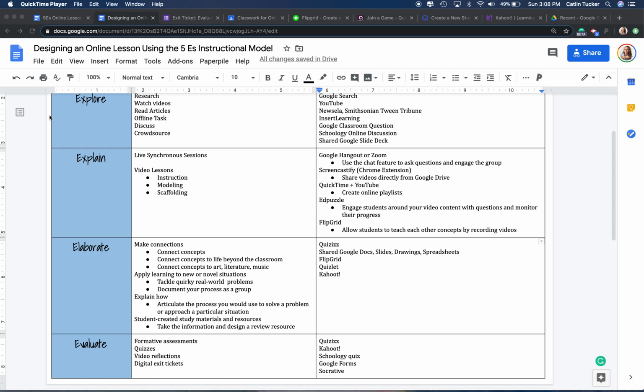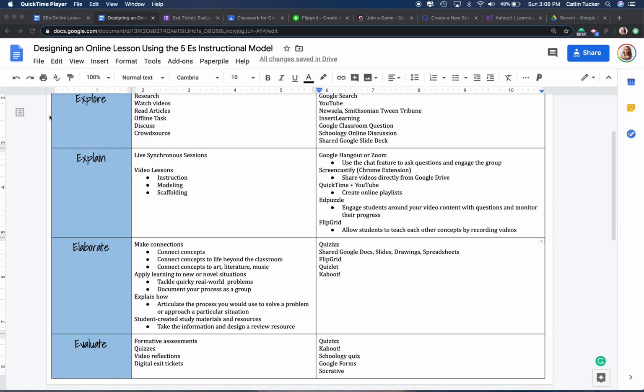The last stage of the 5 E's instructional model is evaluate. And I think of evaluate as a teacher, I want to figure out what did kids learn, but I also want this to be part self-evaluation. What did they learn about themselves and their understanding of key concepts as a result of moving through this lesson?